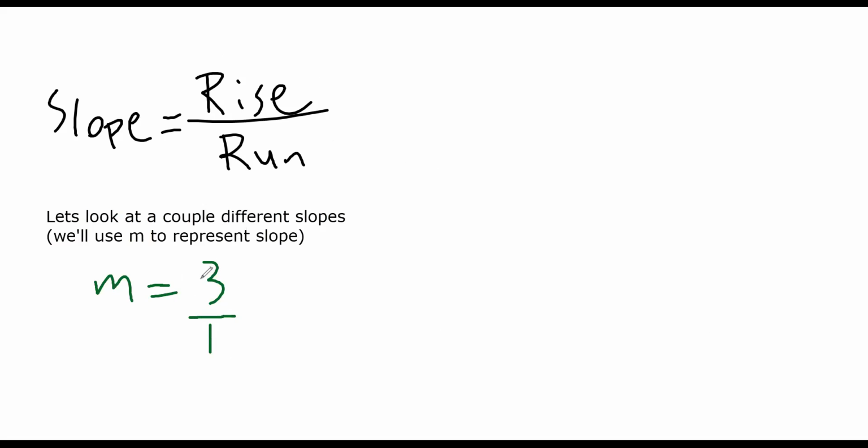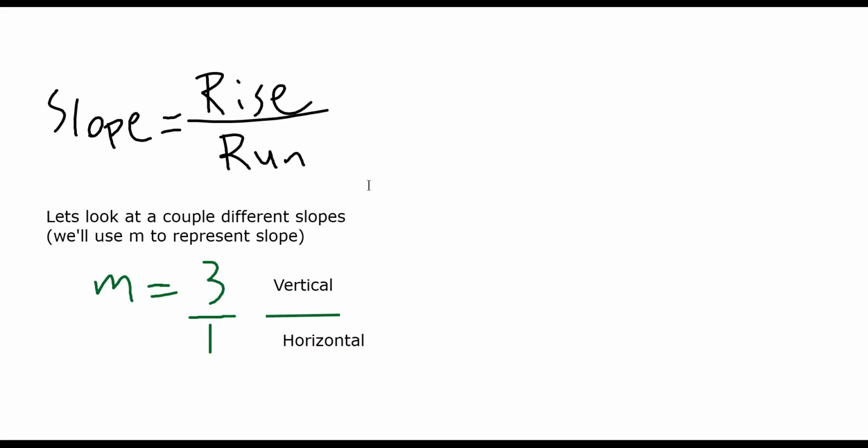So what this means, the rise is always on top. The rise is telling you your vertical change. The run, you think about running, you'd like to run on a straight line path, a horizontal path. The run is telling you your horizontal change. Put another way, vertical, always going to be on top in slope, over horizontal.